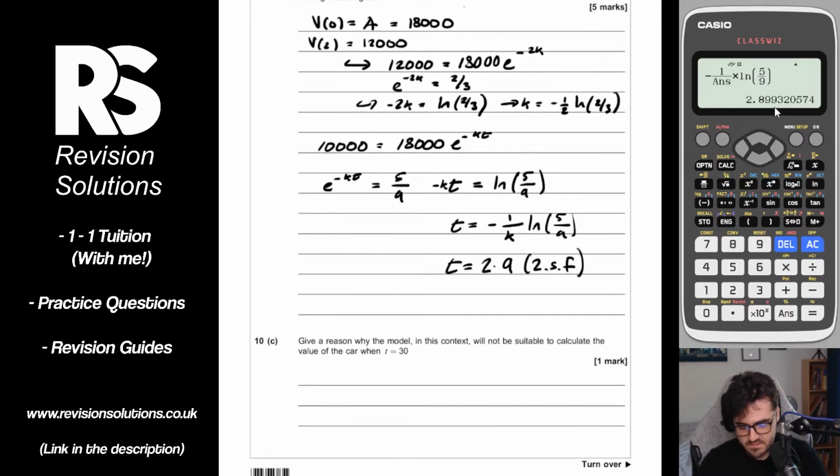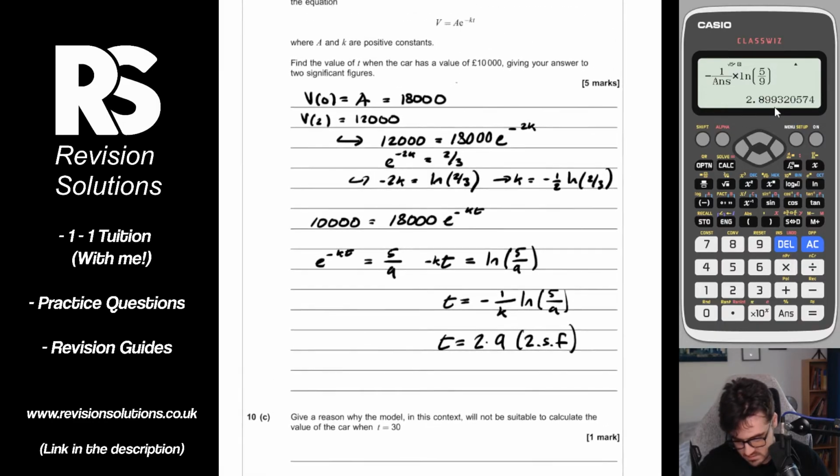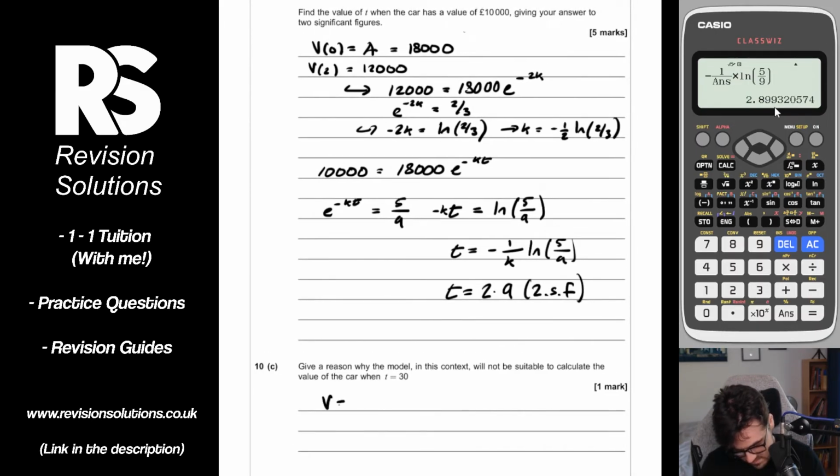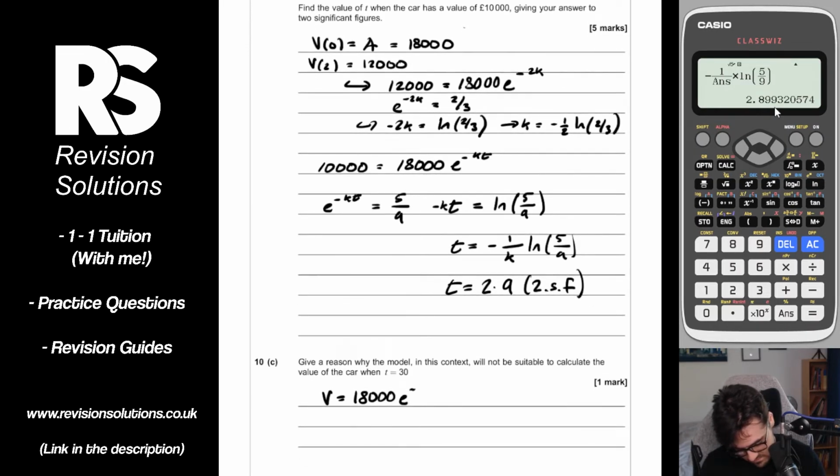Then 10c says, give a reason why the model in this context will not be suitable to calculate the value of the car when t equals 30. Well, if they ever say for a particular value, I would say it's always worth plugging in the value into the model. So let's do that. What is the value when t equals 30? So v is 18,000 e to our value of k from before times 30.